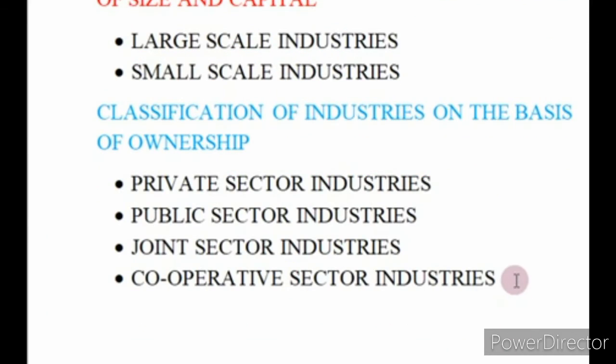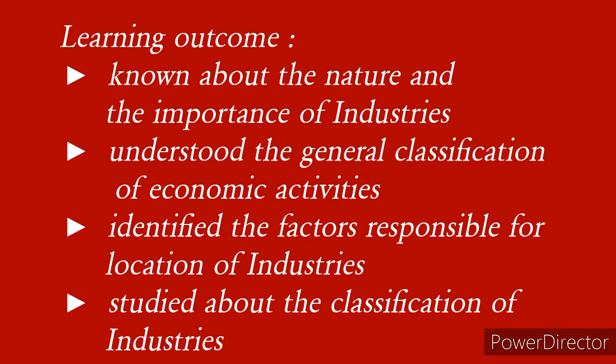Cooperative sector industries. Industries of this kind are owned and operated by the producers or suppliers of raw materials or workers or both. Amul Milk Union Limited is an example of the cooperative sector. Learning outcome. We have known about the nature and importance of industries. We have understood the general classification of economic activities. We have identified the factors responsible for location of industries. We have studied about the classification of industries.